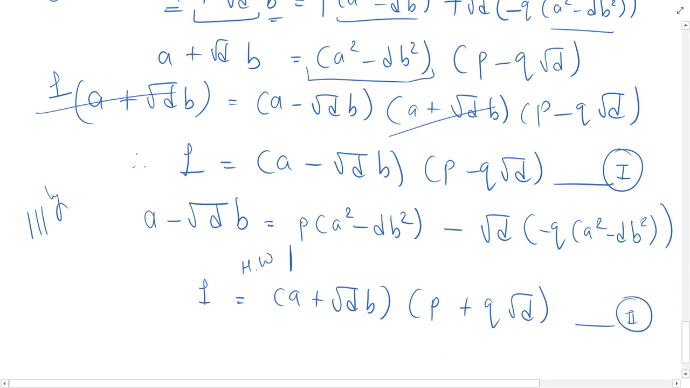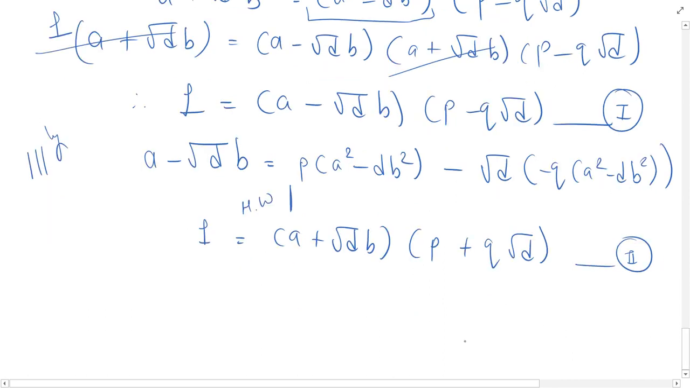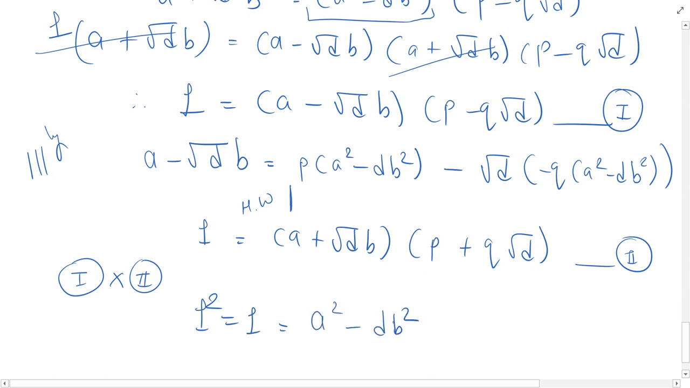So these equations 1 and 2 are really important for us. If I just multiply this 1 with 2, what do I get? The right hand side is nothing but 1 square, that is the same as 1. The left hand side is nothing but this into this. Correct. So this is a number with this number, the a square minus b square formula. I get a square minus db square. Similarly, this bracket will give me p square minus dq square. Correct.